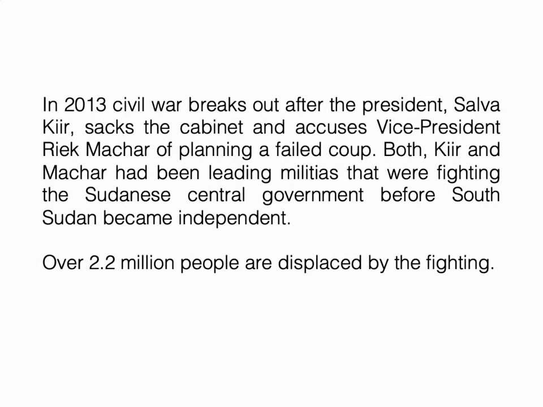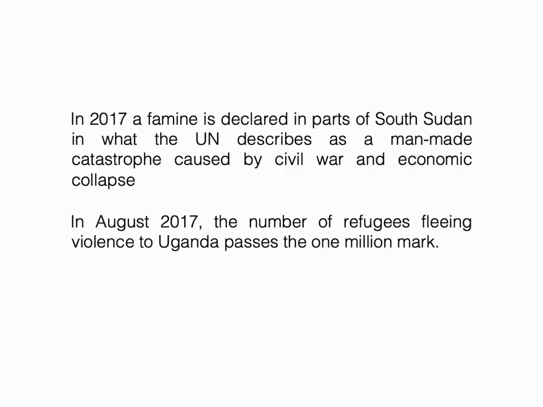In 2013, civil war breaks out after the president, Salva Kiir, sacks the cabinet and accuses Vice President Riek Machar of planning a failed coup. Both Kiir and Machar had been leading militias that were fighting the Sudanese central government before South Sudan became independent. Over 2.2 million people are displaced by the fighting.